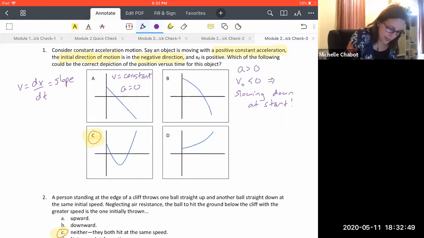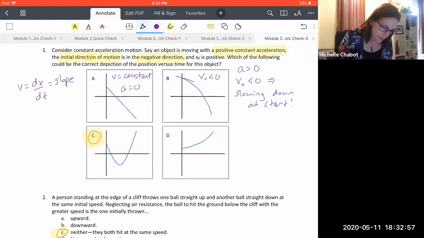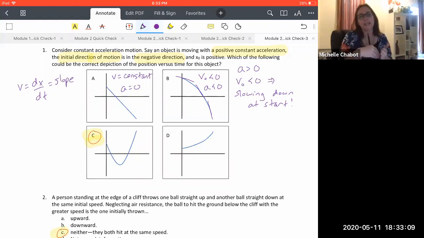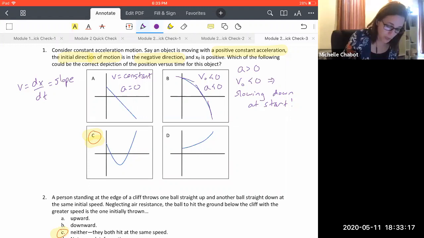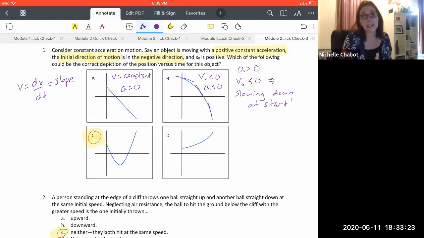B has an initial velocity, and the slope of the line is negative. So we do have v naught is less than 0. But as time goes on, the slope of the line is becoming more steep. That means that it's speeding up. So that means that the acceleration also is negative because the velocity and the acceleration line up. And when velocity and acceleration line up, then something speeds up. So this would be something that has an initial direction of motion negative and maybe a negative constant acceleration. So that does not fit our description of motion either.